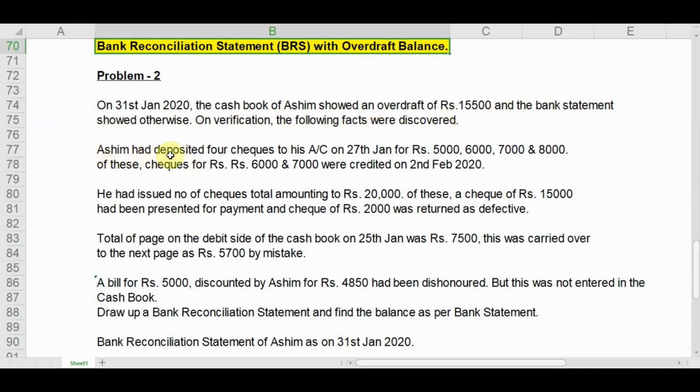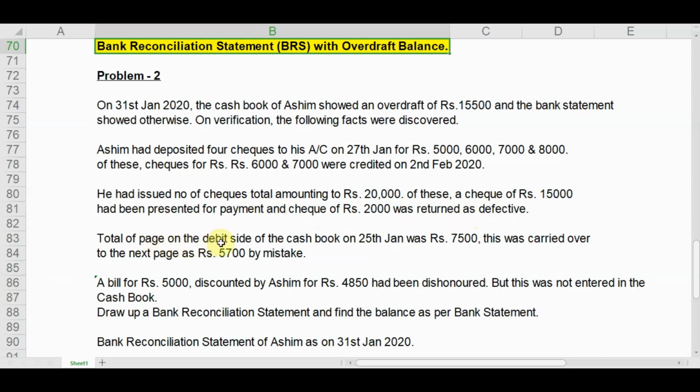Ashim had deposited 4 checks to his account on 27th of January for rupees 5,000, 6,000, 7,000 and 8,000. Of these, checks for rupees 6,000 and 7,000 were credited on 2nd February 2020. He had issued a number of checks totaling rupees 20,000. Of these, a check of rupees 15,000 had been presented for payment and a check of rupees 2,000 was returned as defective.